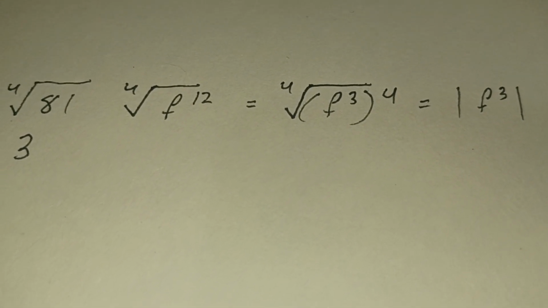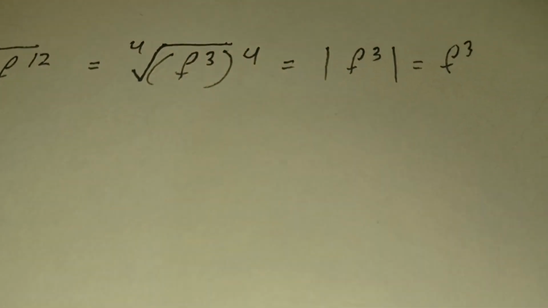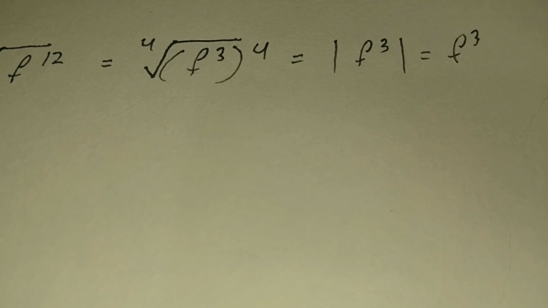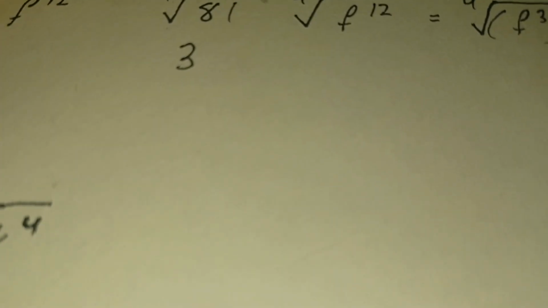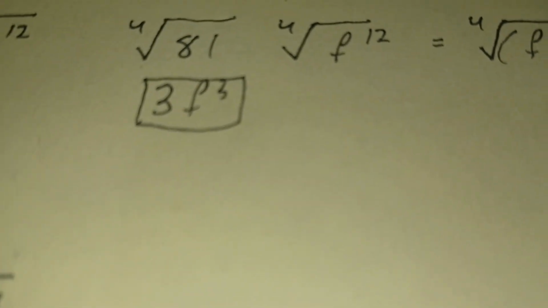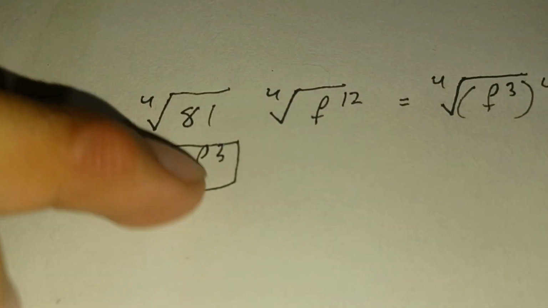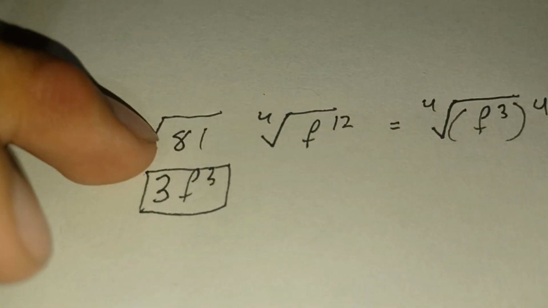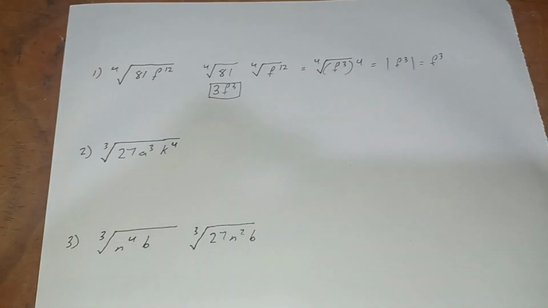So now that you have your absolute value of f to the third, it's just going to equal f to the third power. So now we go ahead and multiply f to the third power by 3. So our answer is going to be 3 times f to the third power. 3, because the fourth root of 81 is 3, and you saw how we did this one. That's going to be the answer for number 1.